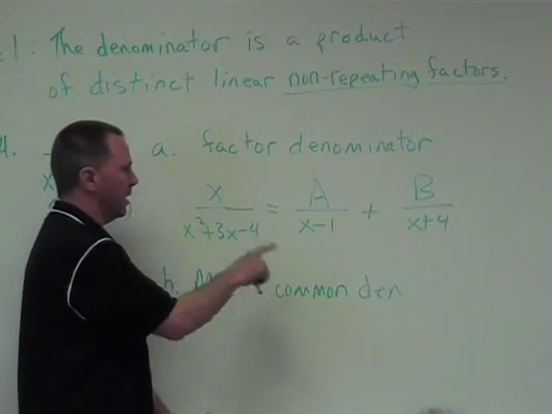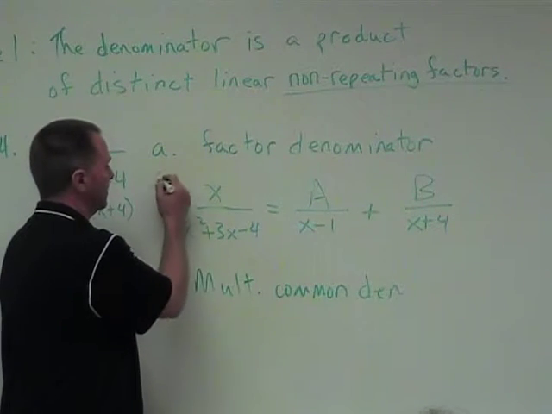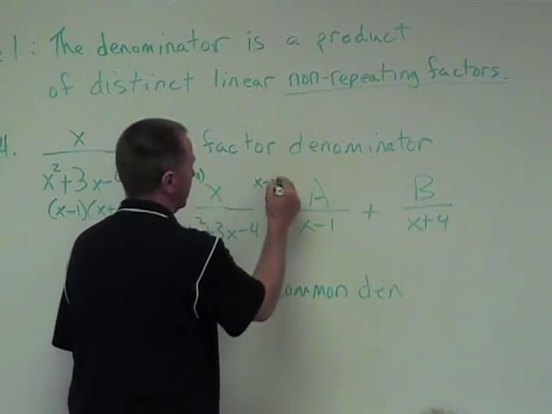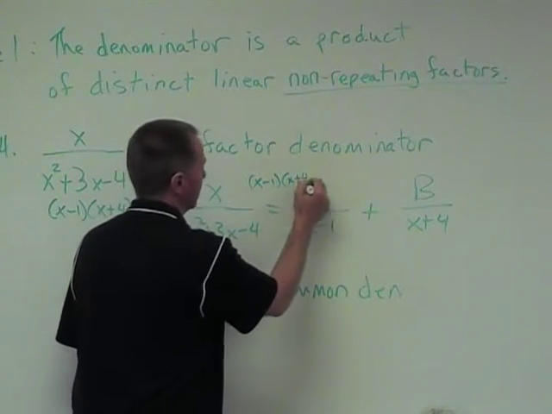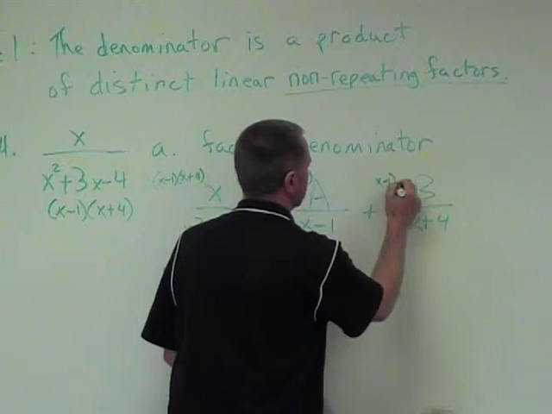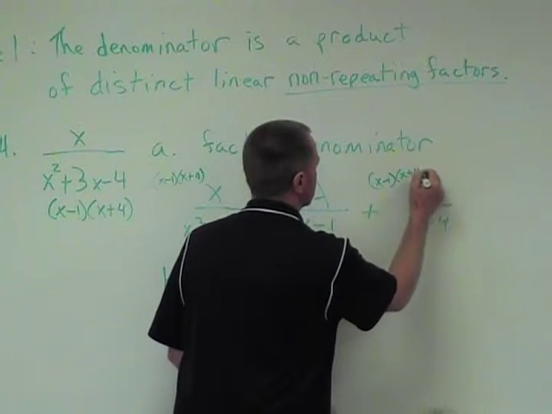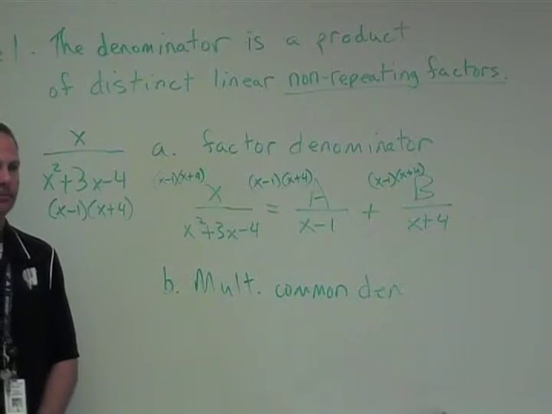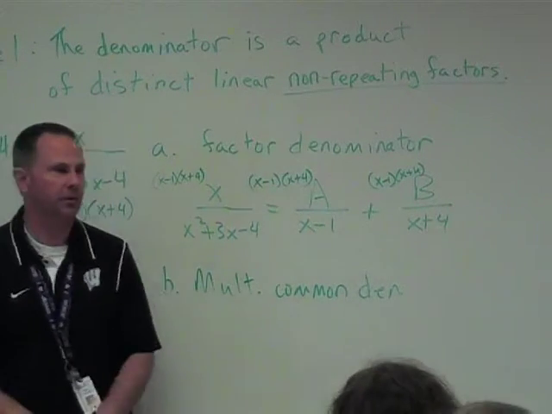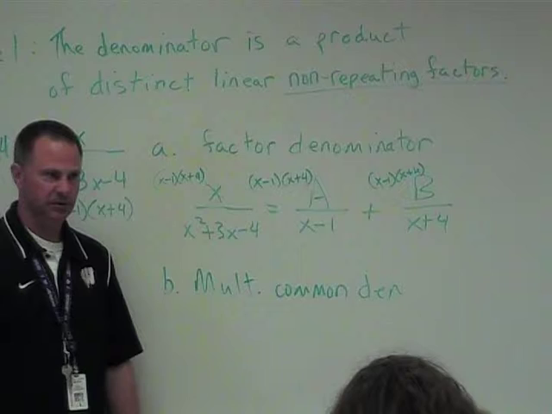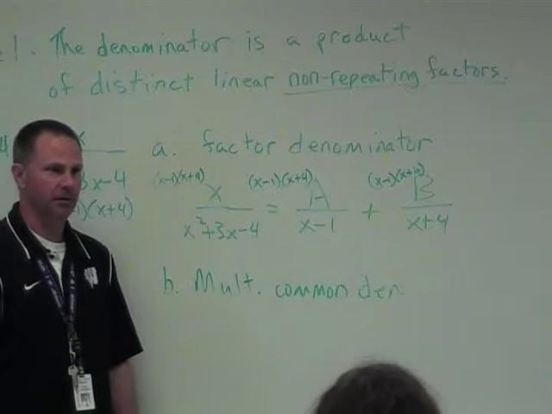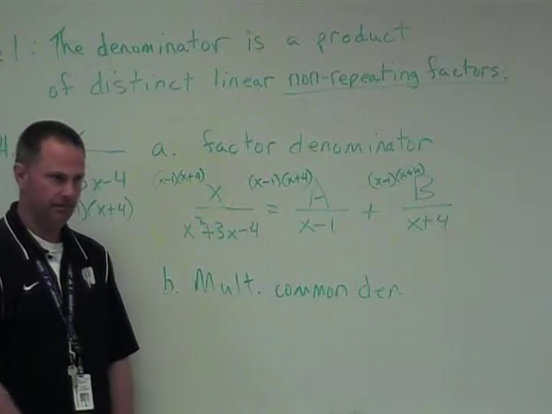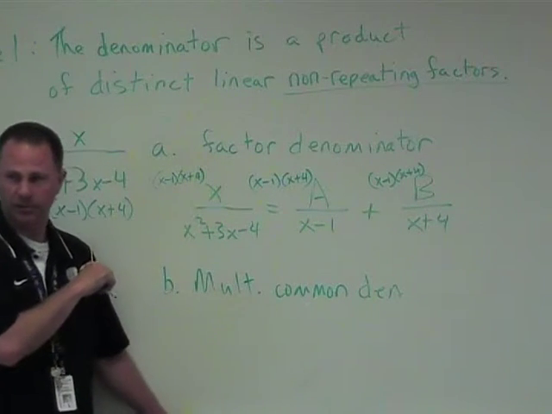So we're going to multiply by the x minus 1 times x plus 4 in every term. So is everybody following me so far? Same thing as what we did here, except now we're doing it with these factors. The common denominator. Right? Can I show you how to do it then?